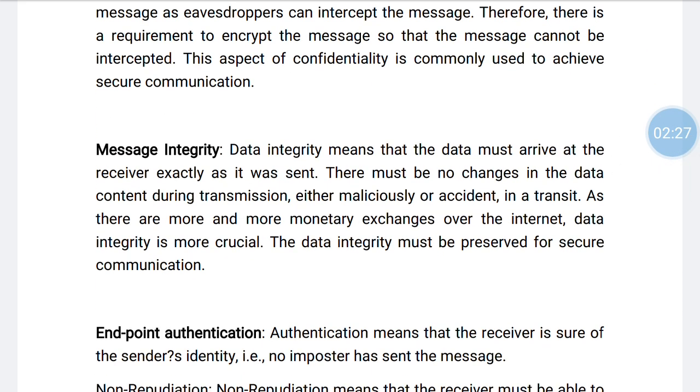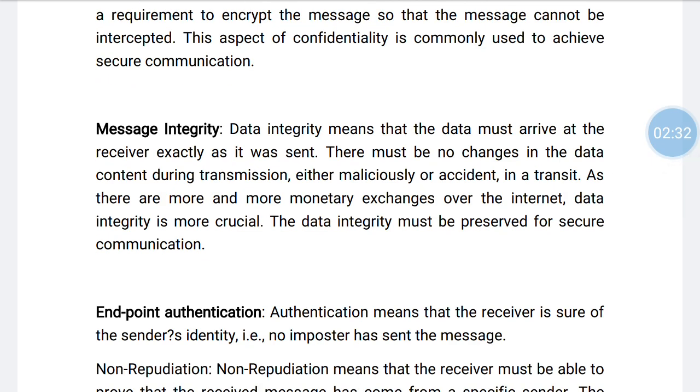Message integrity. Data integrity means that the data must arrive at the receiver exactly as it was sent. There must be no changes in the data content during transmission, either maliciously or accidentally in transit. As there are more and more monetary exchanges over the internet, data integrity is more crucial. The data integrity must be preserved for secure communication.